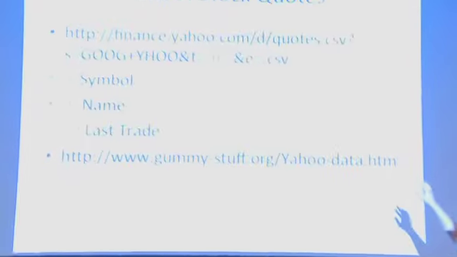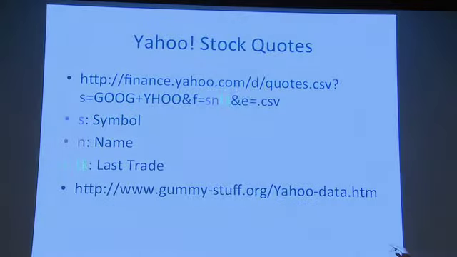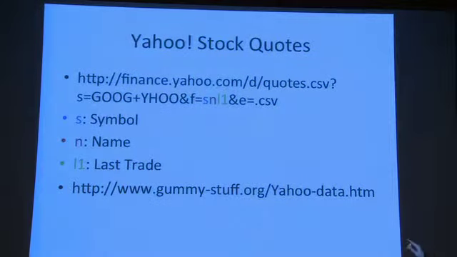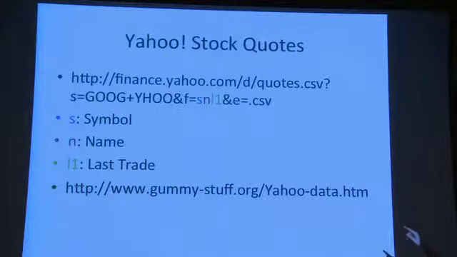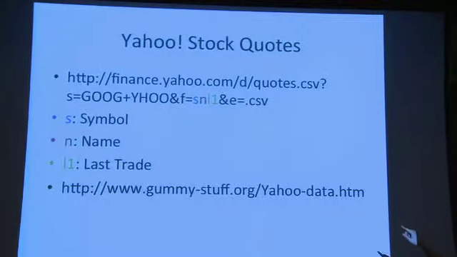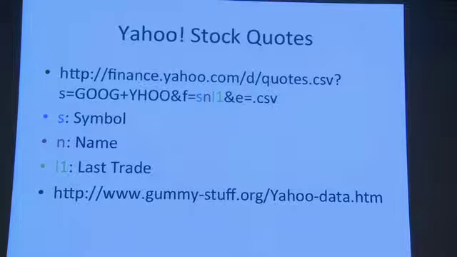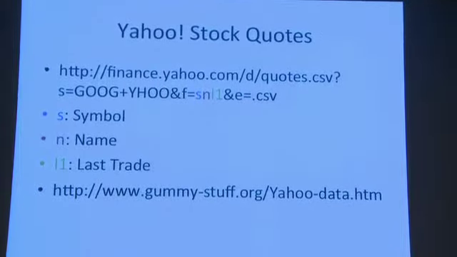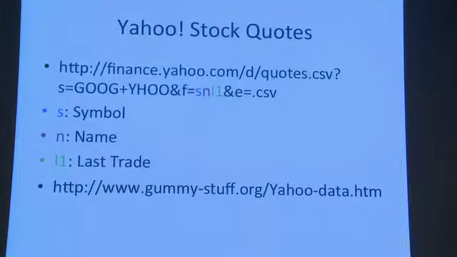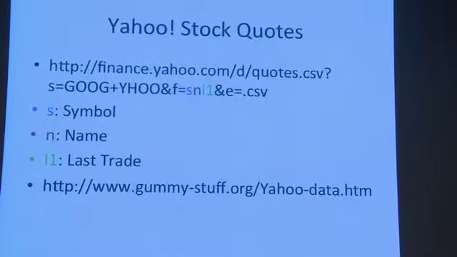Just as a quick overview of the Yahoo stock quotes, you can actually go out to Yahoo with these URLs, going to quotes.csv, and do queries. So in this case, I'm searching for Google and Yahoo quotes with this little magical SNL1. And I've broken that out. If you go to this gummystuff.org site, they've got about 30 different parameters that you can pass in here. S specifically says, show me the symbol.